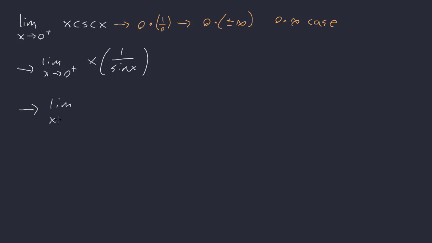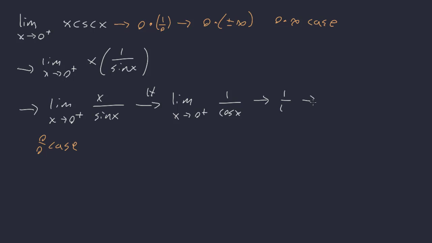Rewriting this as the limit as x goes to 0 from the right of x over sine of x, now it's a fraction and clearly a 0 over 0 case, and it's so much simpler than what we started with. So now we have a 0 over 0 case, and so we can apply L'Hopital's rule. Applying L'Hopital's rule, the derivative of the top will be 1. The derivative of the bottom is going to be cosine x, and now we can just plug in the 0. So cosine of 0 is 1, so we get 1 over 1, which is 1.